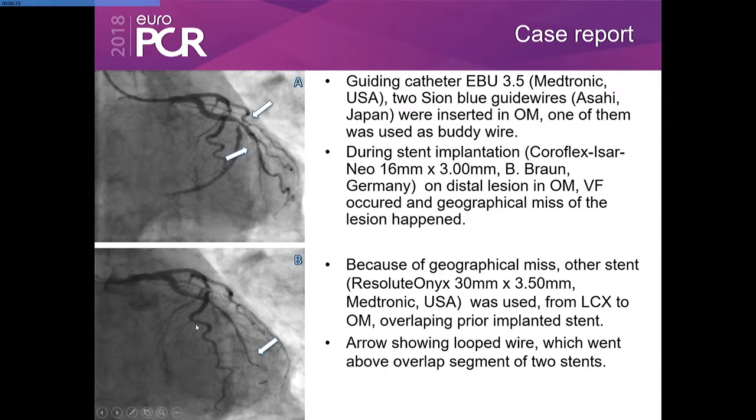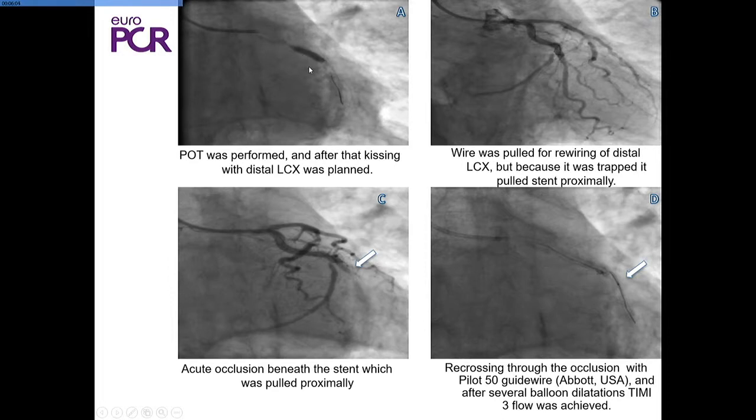As you notice in this lower image, carefully, you can see a loop of guide wire which went above the overlapping stent. At that time, we didn't notice that. We continued the intervention, performing POT, and after that we planned to perform KISS with the circumflex artery. But when we tried rewiring, we pulled the wire and noticed that the wire was trapped. While pulling the wire, we pulled the stent proximally and deformed it, and the nightmare started again. Acute thrombosis of the marginal branch occurred beneath the pulled stent.